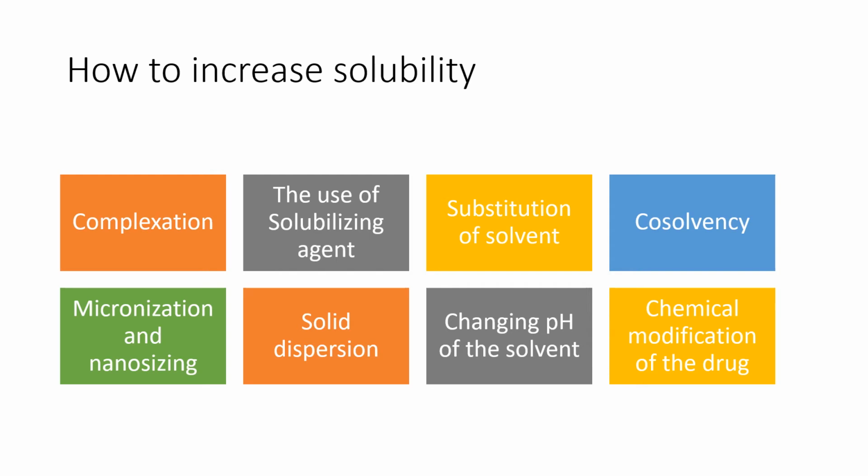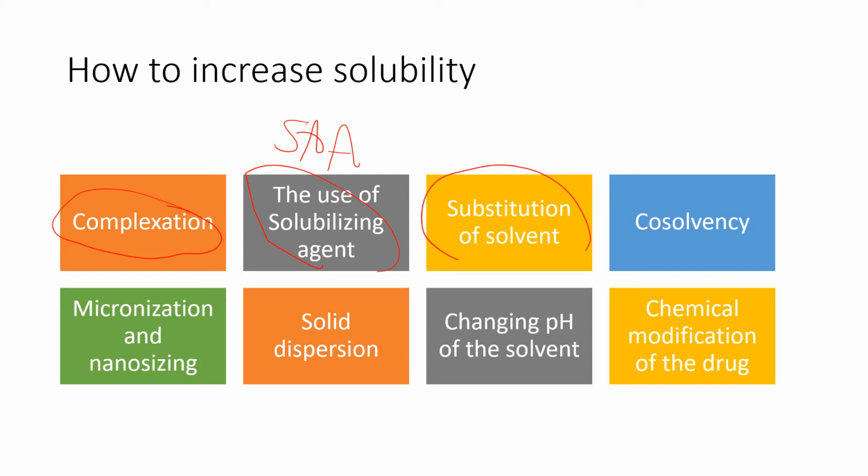There are so many techniques to increase drug solubility. Many of them are very simple and some of them are a little advanced. For example, complexation with cyclodextrin, as we studied before, or complexation with any other ingredient to make a soluble complex. So it is something like a reaction between the active ingredient and a certain excipient or polymer to increase the drug solubility by forming a complex. We can use a solubilizing agent like a surfactant.